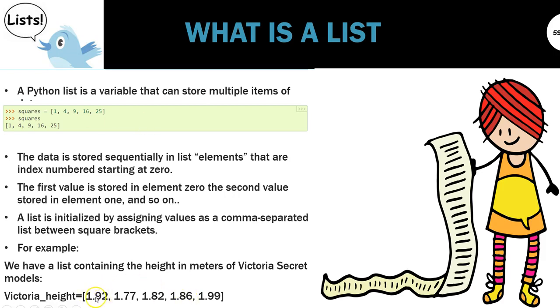So 1.92 will have index 0, 1.77 will have index 1, 1.82 will have index 2, and 1.86 is index 3. So the answer will be index 3.